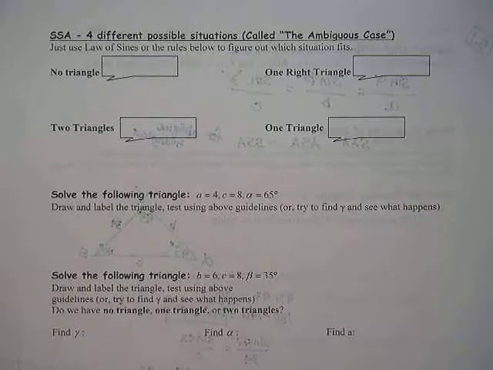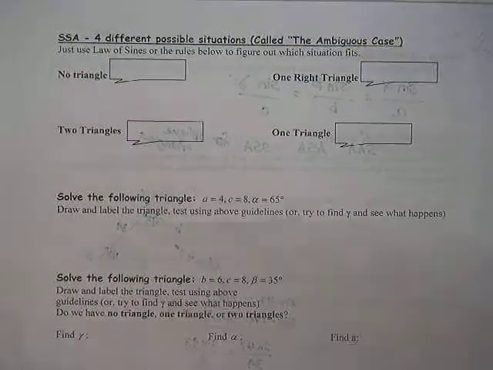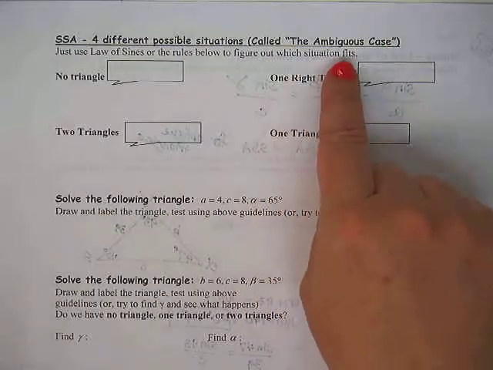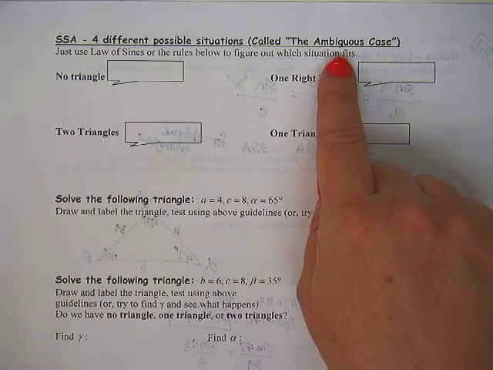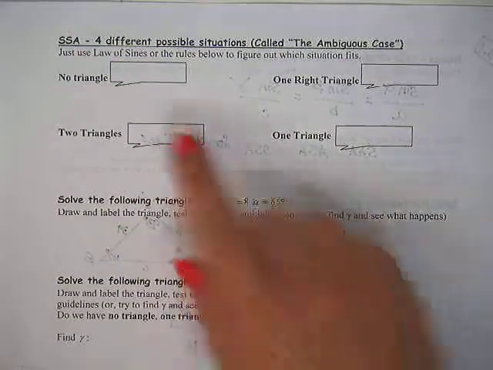When you have a side and an angle, you could possibly get two triangles. Or you might just get one triangle, or you might end up with no triangle at all. Because of that, this is called the ambiguous case. Ambiguous meaning we don't know what we're going to get until we analyze it a little closer.